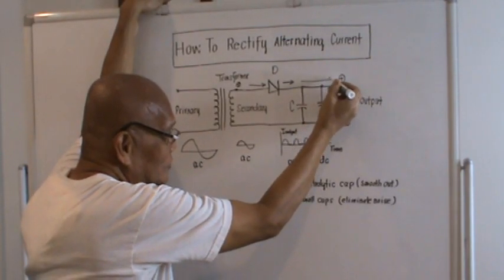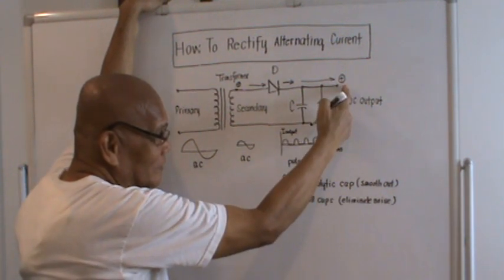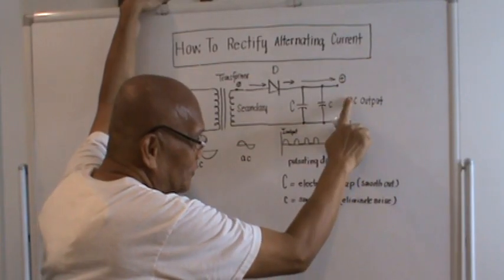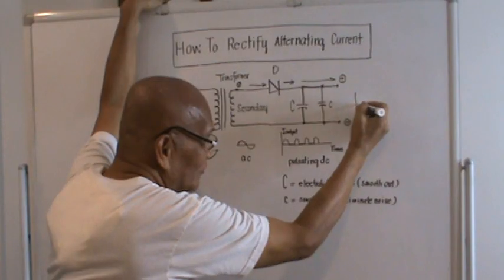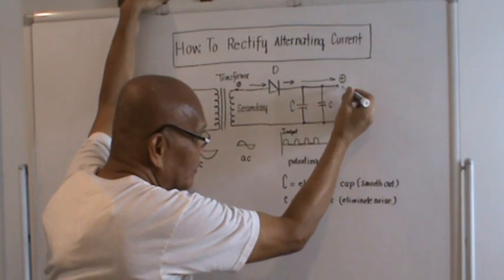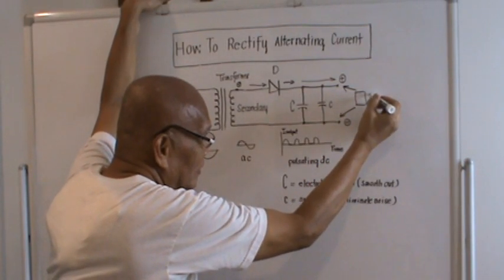It will go to the plus line, plus terminal. This is a DC output, so if it is a DC output, of course, there should be a load here. I will be placing a load here. Okay, RL.